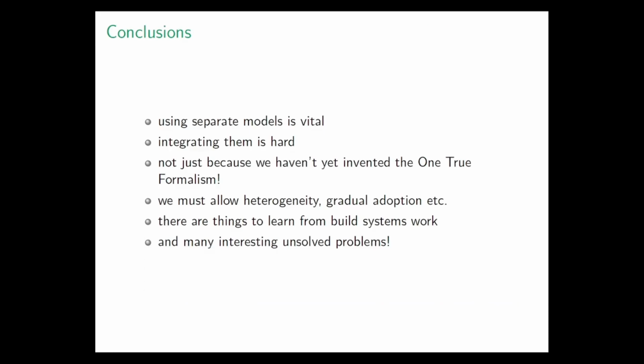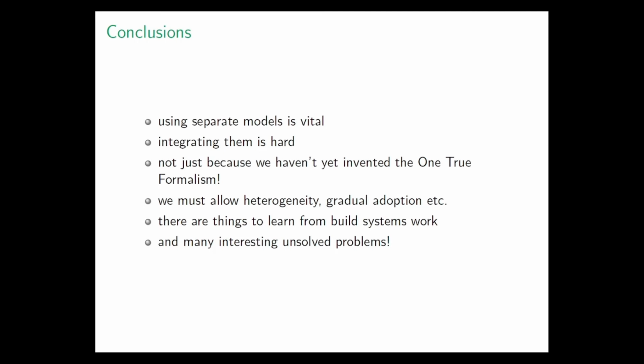Anyway, in conclusion, using separate models, separated concerns, is vital, and it has underlain all of the advances that we've made in software engineering to date. Integrating them is hard, and that's not just because we haven't yet invented the one true formalism. I've argued that I think it's going to be essential to allow heterogeneity, so to allow relationships between data sources to be expressed in different ways, at different levels of detail, with different amounts of automated consistency checking and automated consistency restoration, and to allow gradual adoption and so on.